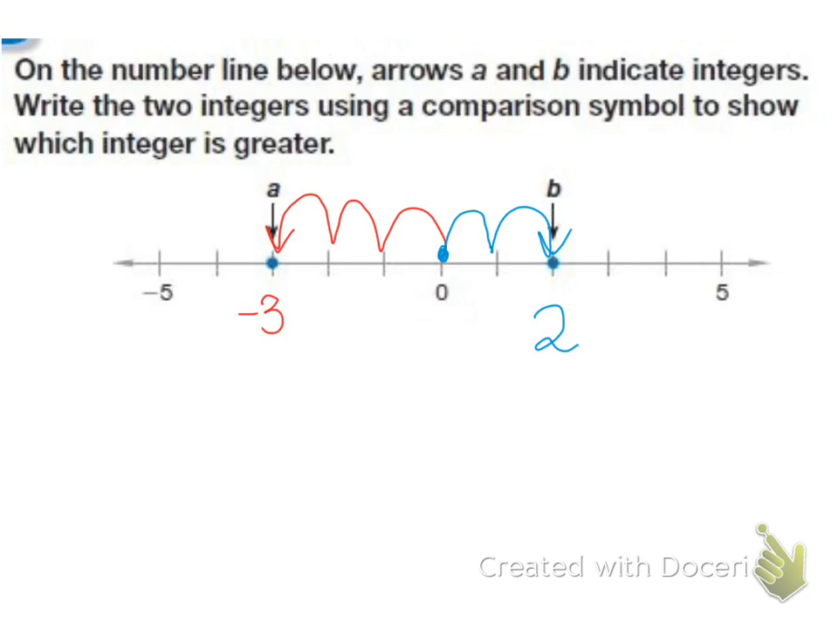Now we want to compare them. So which number is bigger? Well, between -3 and 2, -3 means I have less than 0 things. So that means that -3 is less than 2.